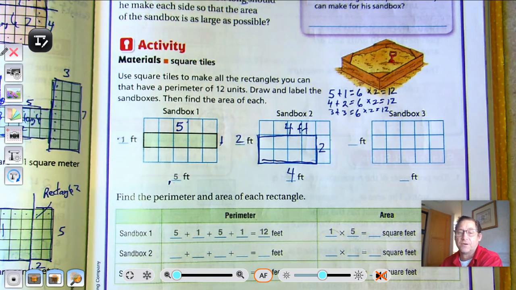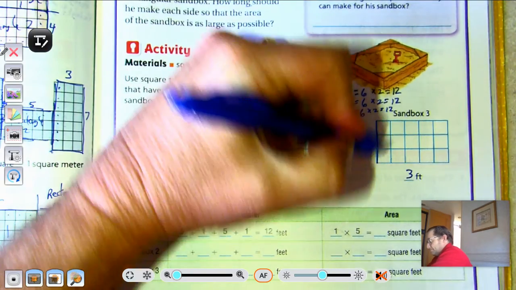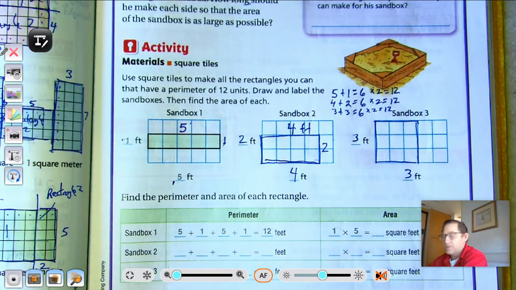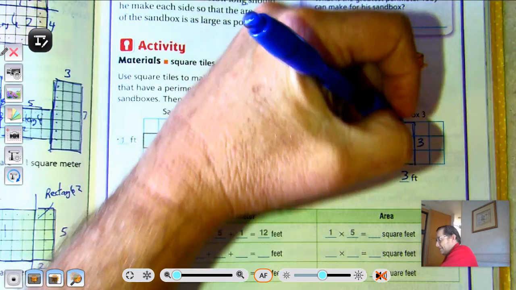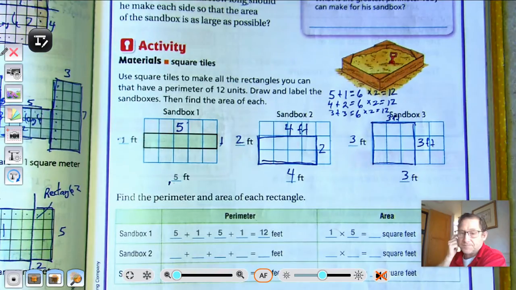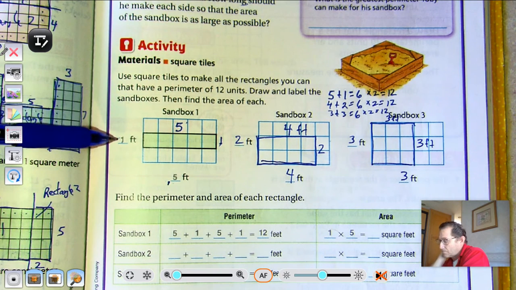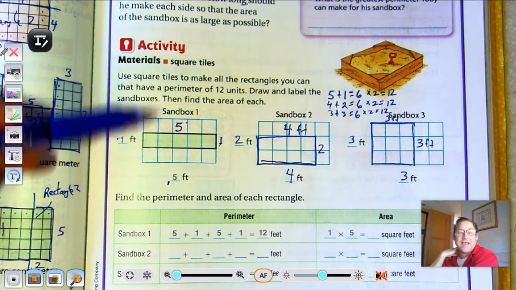Yes, it gives me a perimeter of 12. Sorry. All right, and sandbox 3. So we said we could have 3 and 3. Okay. So if these two add up to 6, then the other two sides also have to add up to 6. So we notice that all of these rectangles have a perimeter of 12.